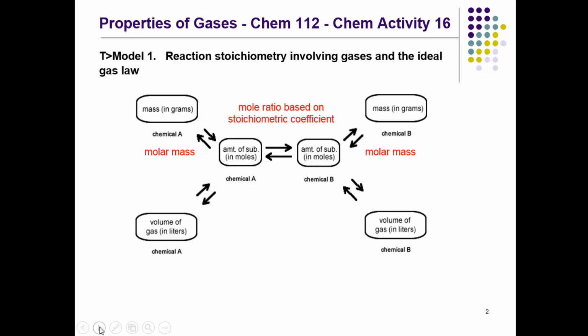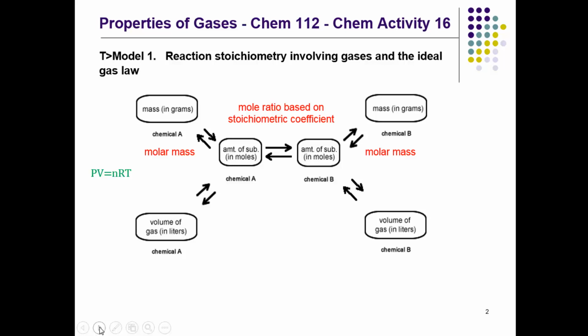Now, if we're dealing with gases, we usually need to know other parameters concerning those gases besides just the mass of a gas. Often we know the volume of the gas and we'll know their pressure and temperature. So, in a similar fashion, we can convert the volume of a gas in liters to the amount of substance. Or if we have the amount of substance, we can in turn convert that to the volume of a gas.